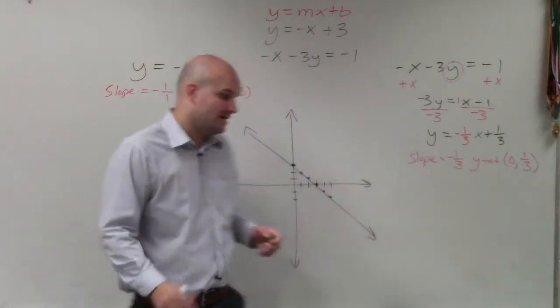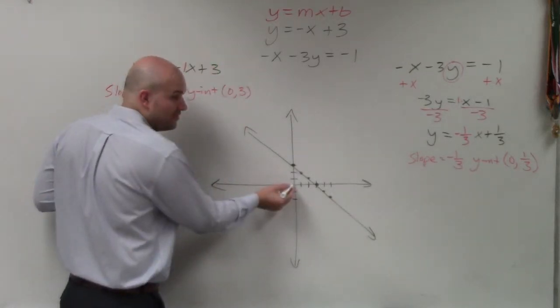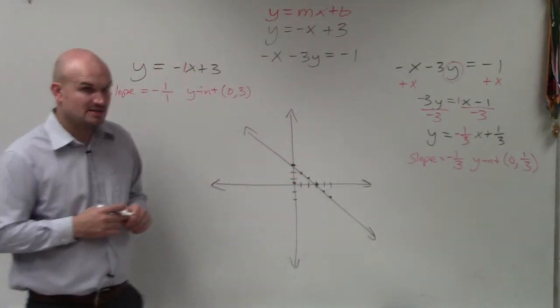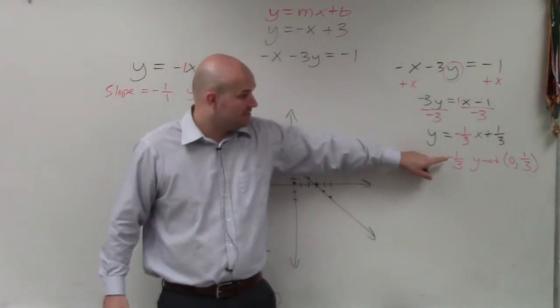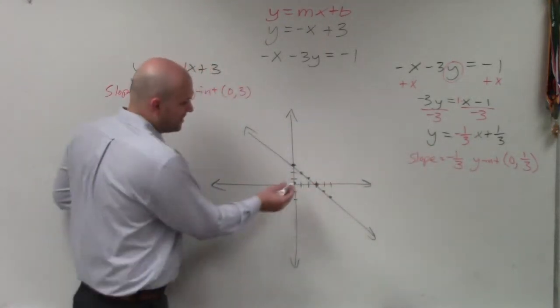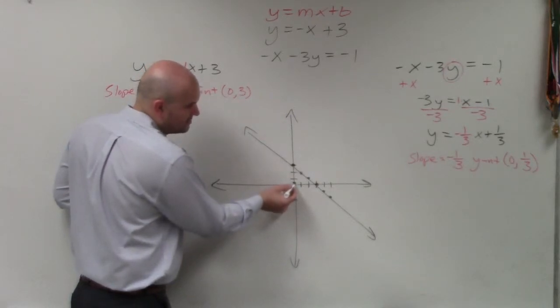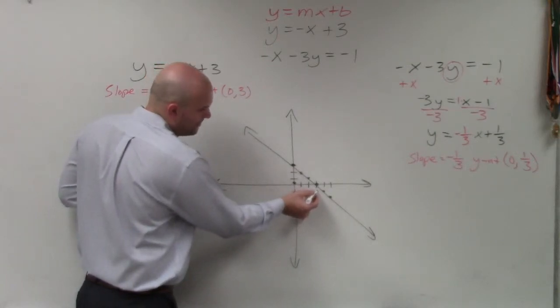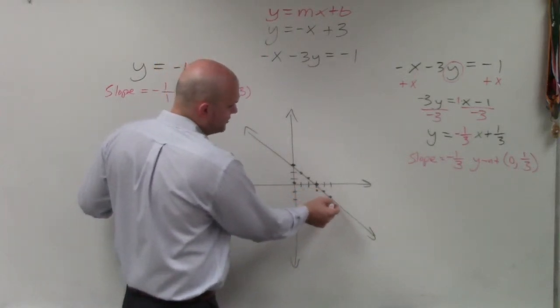The next one has a y-intercept of 0, 1/3. Well, 1/3 is between 0 and 1, right? It's like right there. Yes? Now, it's telling me also, this also has a negative slope, down 1 over 3. So I'm going to go down 1 and then over 3. So down 1/3, or down 1 and then over 3. 1, 2, 3. Then down 1 again over 3. 1, 2.